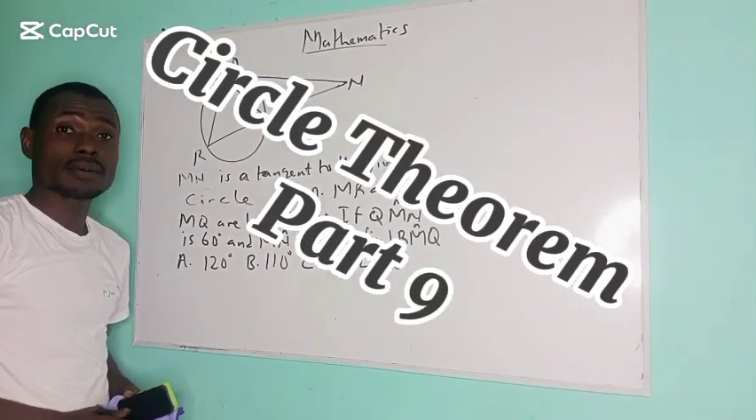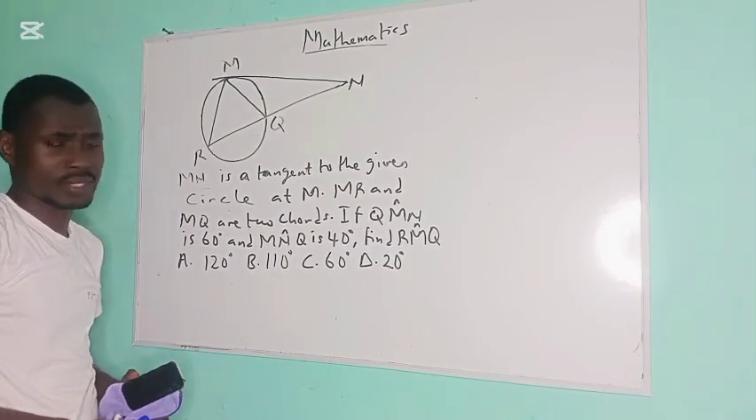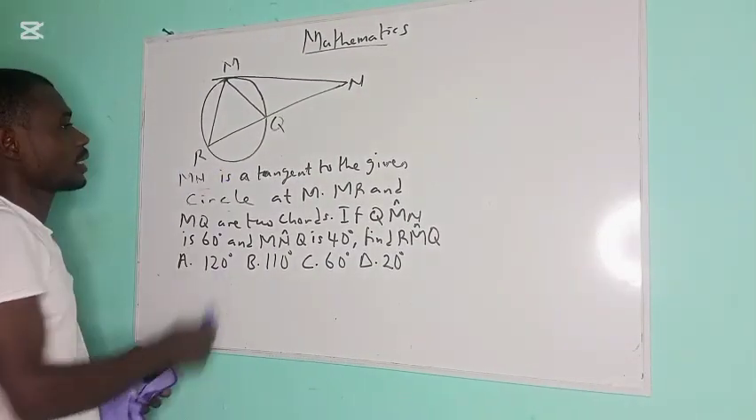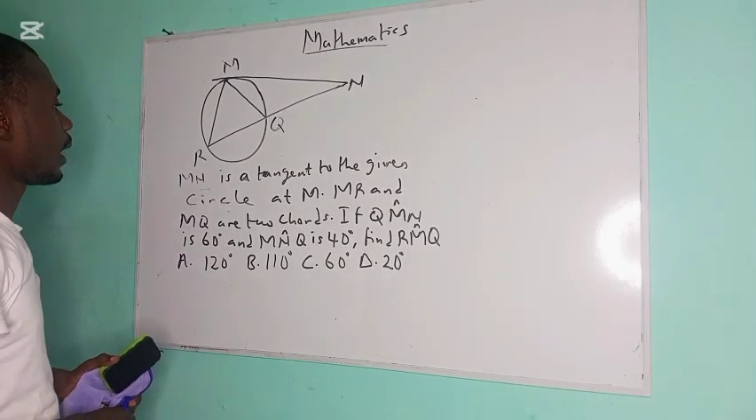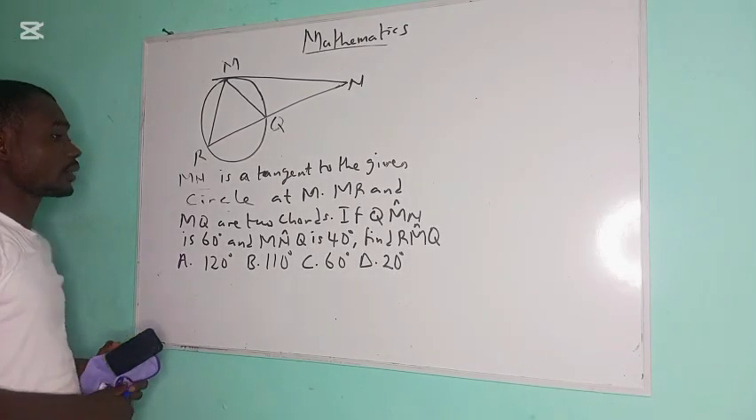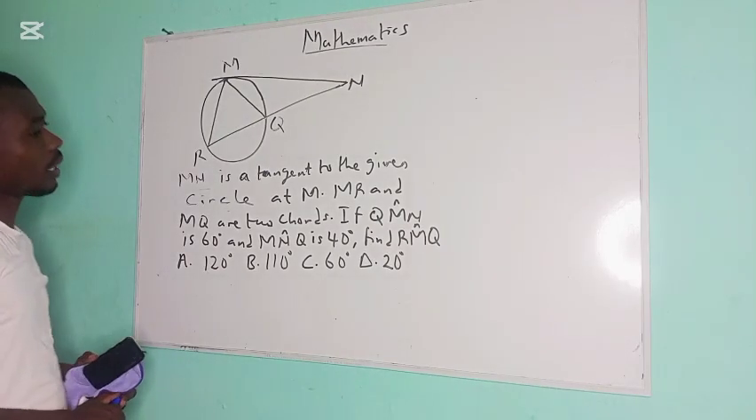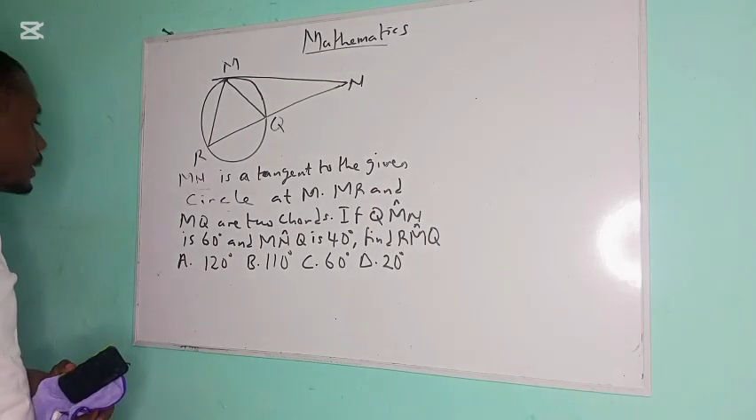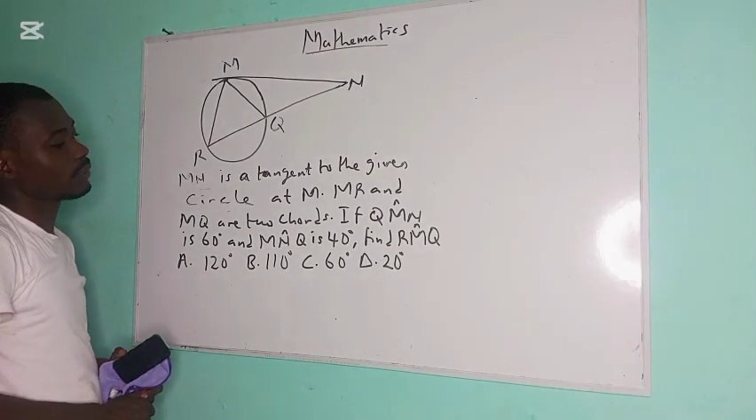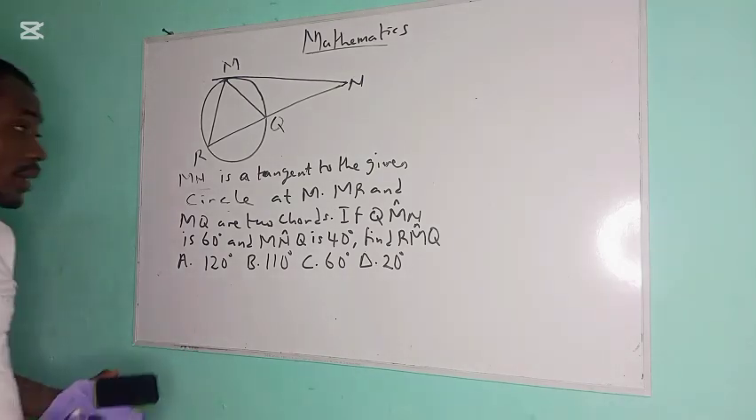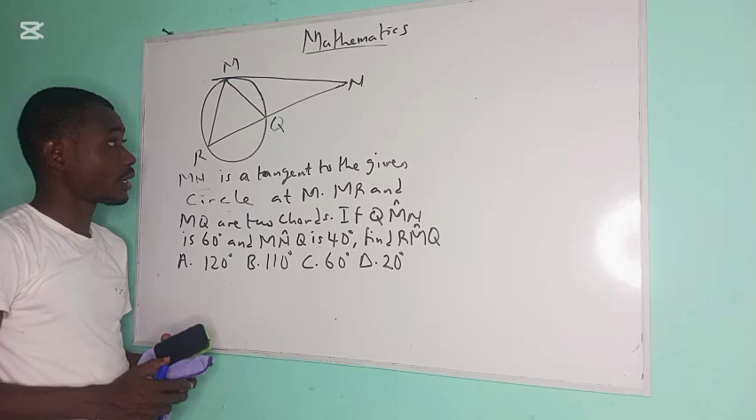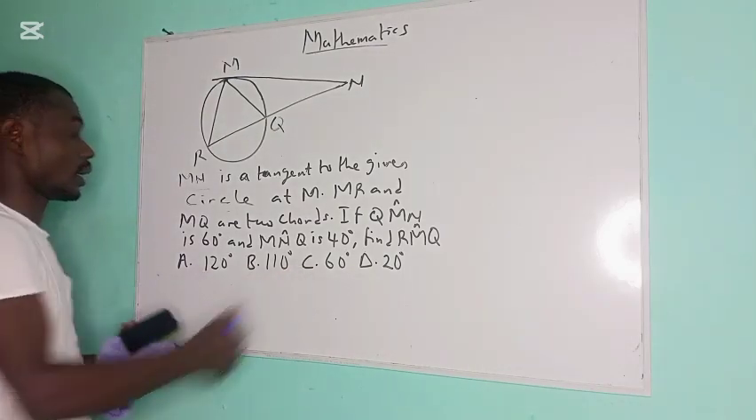Still on the circle theorem, let's look at this question. MN is a tangent to the given circle at M. MR and MQ are two chords. If angle QMN is 60 degrees and MNQ is 40 degrees, find angle RMQ. So here are the options.